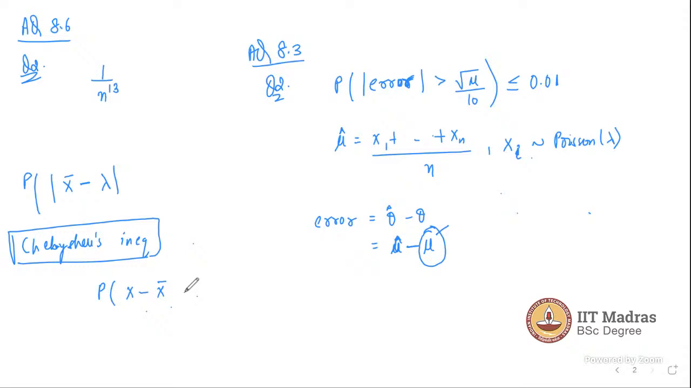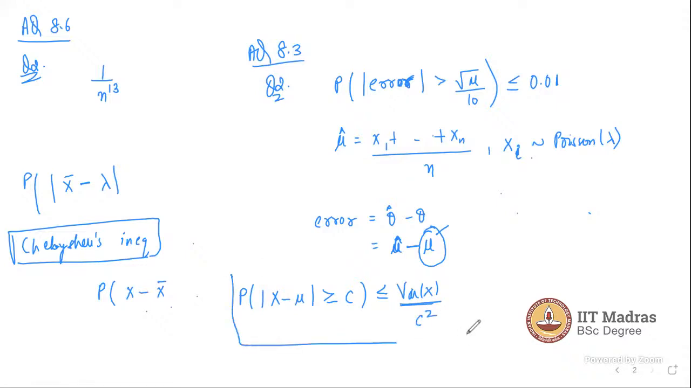Probability of mod of x minus mu greater than or equal to c is less than or equal to variance of x by c square. So this is Chebyshev's inequality.